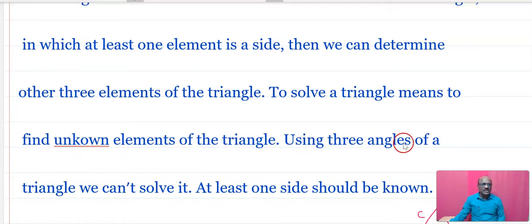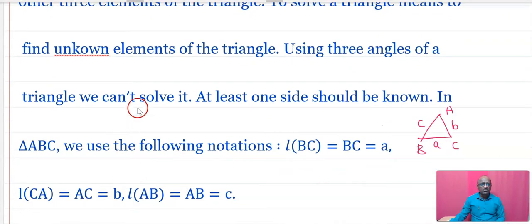Using three angles of a triangle, we can't solve it. At least one side should be known.